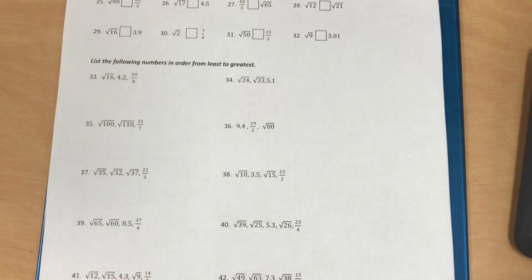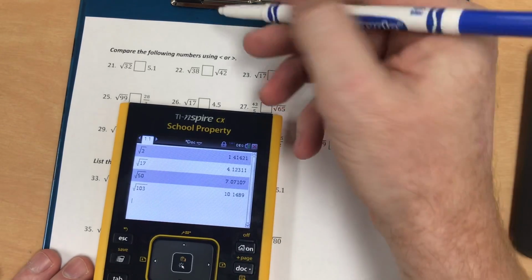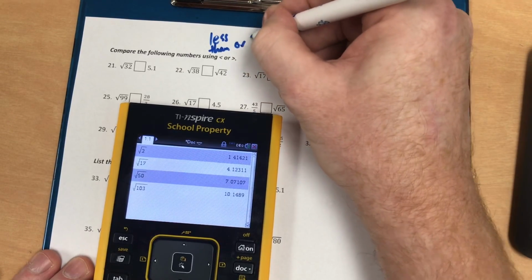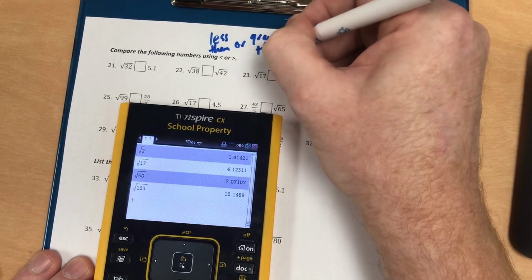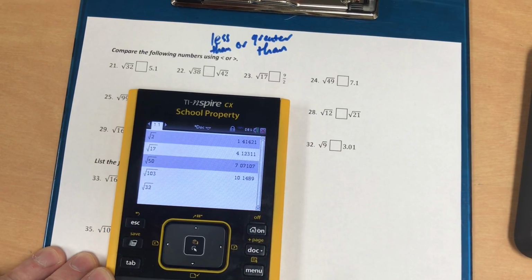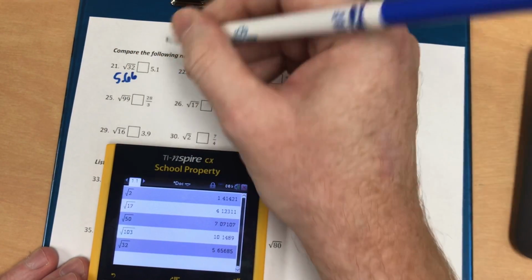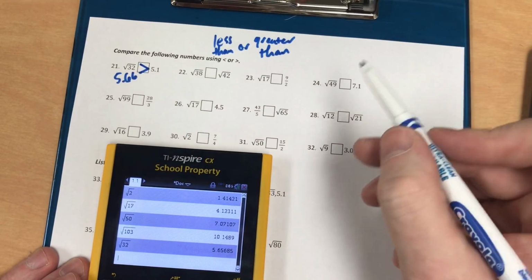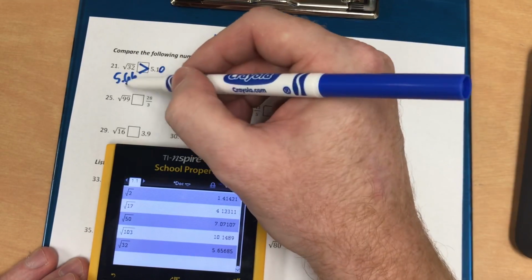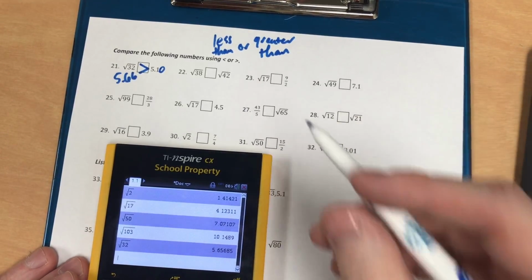Now, on the back side, comparing and ordering, we just want to use less than or greater than. Guys, that's how they're written. So, calculator work. Square root of 32 is 5.66. If I round that, 5.66 is going to be greater than 5.1. Think of it as money. $5.10, $5.66. Guys, if it only has one decimal and you need more than one, add a 0 at the end.